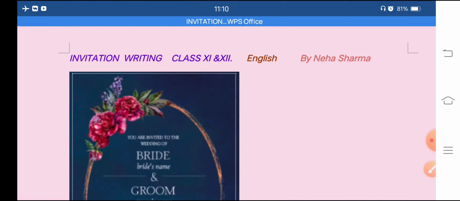Earlier we discussed the card style, and today we are going to discuss formal invitation in letter style, right? So we have to see what are the things we have to write down in this invitation letter, where we are talking about the invitation letter style of formal invitation styles, right?